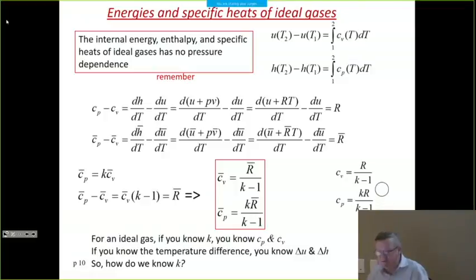We can do exactly the same thing per unit mass. It makes no difference. So that now tells you that if you know this ratio of specific heat at constant pressure to specific heat at constant volume, you necessarily know both Cp and Cv, at least on a molar basis. If you know your molecular weight, you also know them on a mass basis, of course. So if you know your temperature difference, and if you know k, you really know everything.